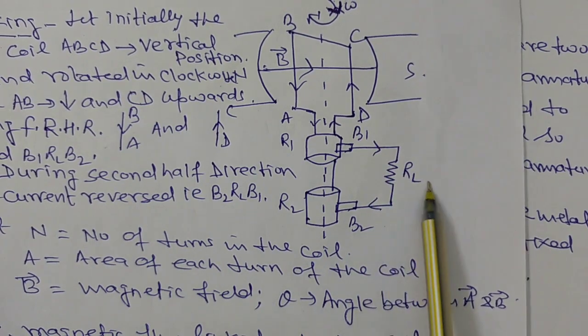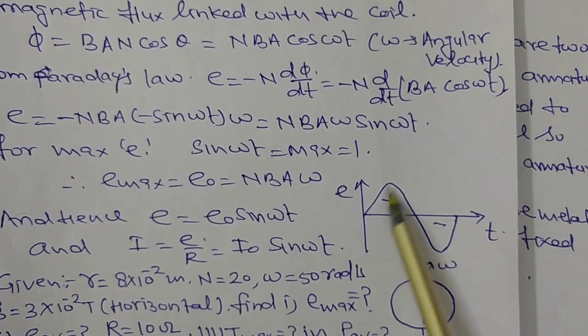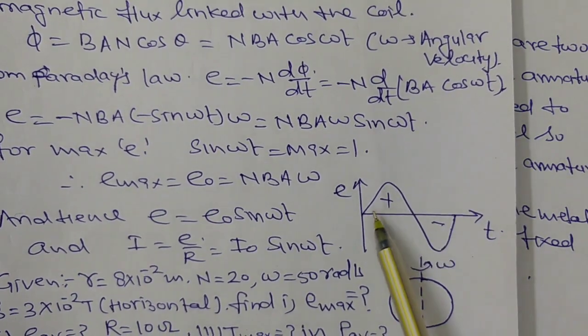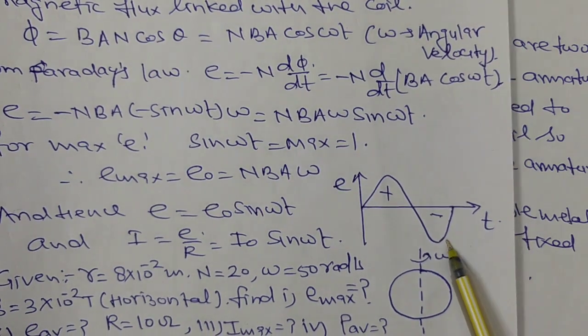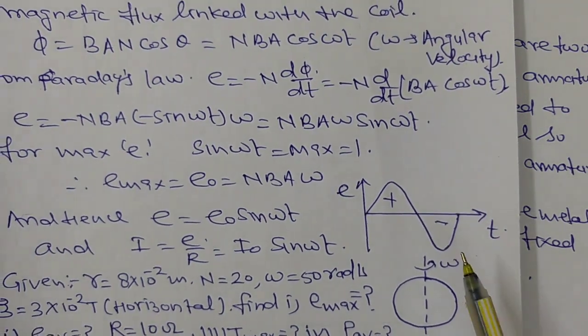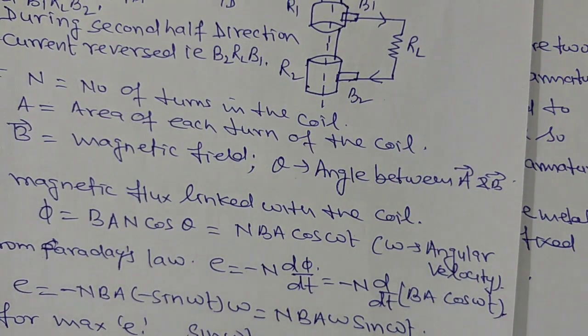This is B2 R L B1. Therefore, the variation of EMF or the variation of current is like this. This is during the positive half, and this is during the negative half. Now, this is the principle, construction, and working theory of the AC generator. A very important topic, a 5 marks topic for the board examination as well as the school examination.